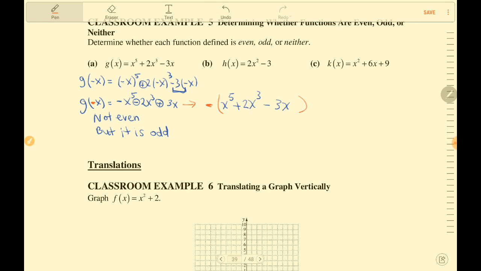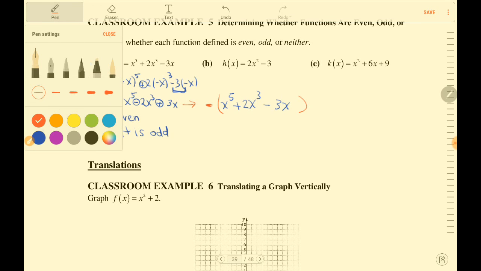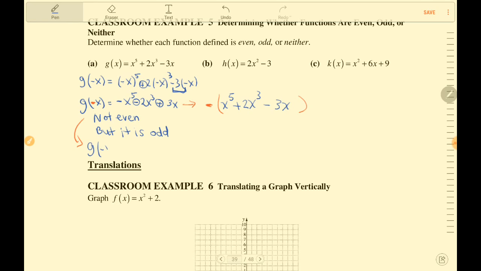All right, so I'll write this down here. g of negative x is negative x to the 5th plus 2x cubed minus 3x, and this whole thing is g of x, so we can conclude that g of negative x is equal to negative g of x. So it's odd. Okay, so now we'll do b.